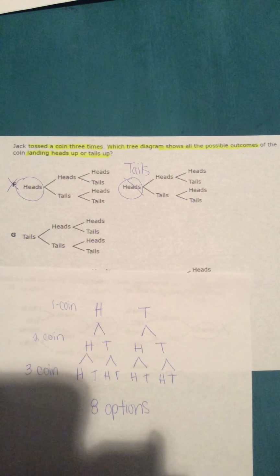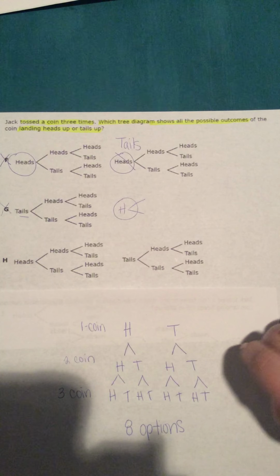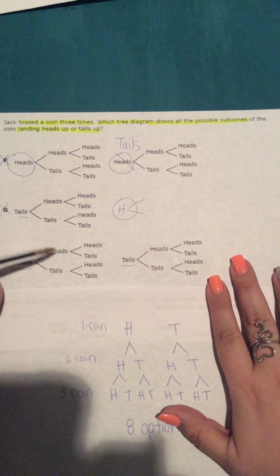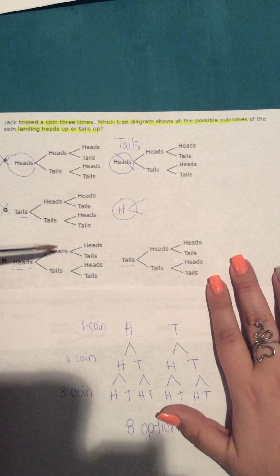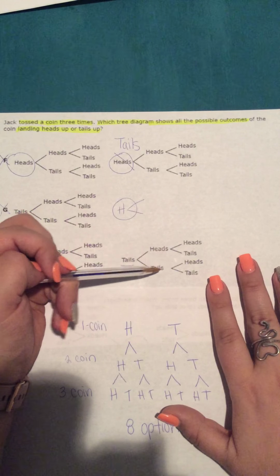Answer choice G does have tails. However, we are missing the whole other part of the tree where our heads branches started branching off. So we can eliminate answer choice G. If we look at answer choice H, we can see both portions of the tree for both the head side and the tail side, with each of the branches branching off for the second coin and for the third coin.